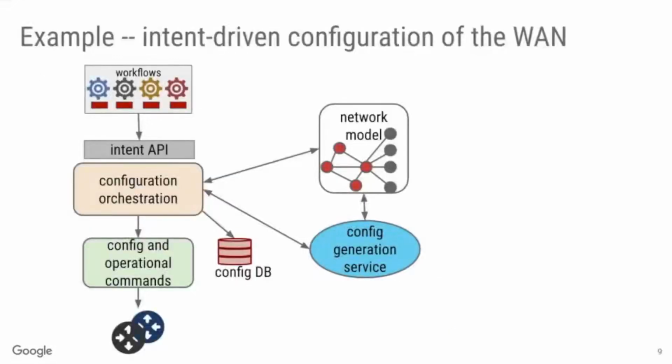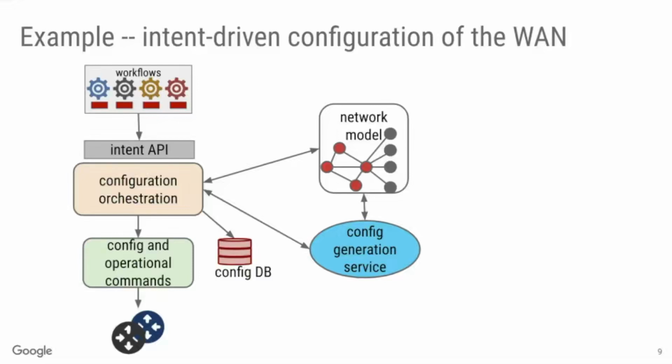So when we started this work, one of our main use cases, or maybe the main use case, was around building an intent-driven configuration system. And the reason why the model was so key is that the intent API that we had in mind here really was all about manipulating the model in order to drive configuration in a zero-touch fashion of the network.